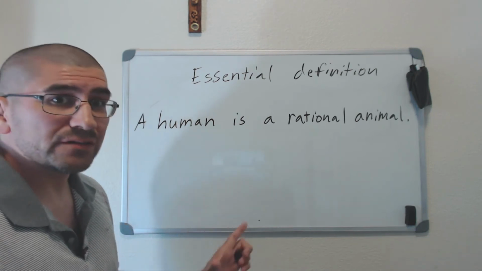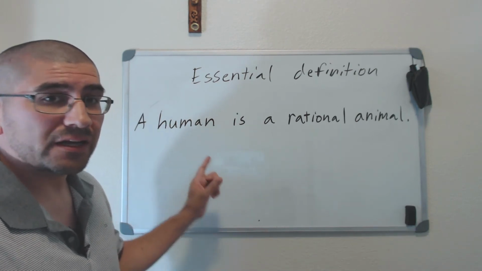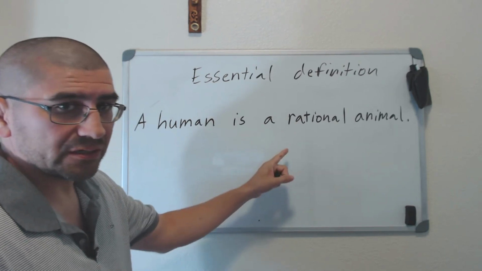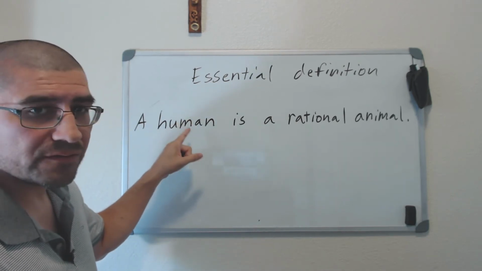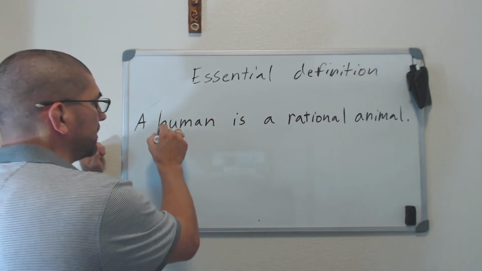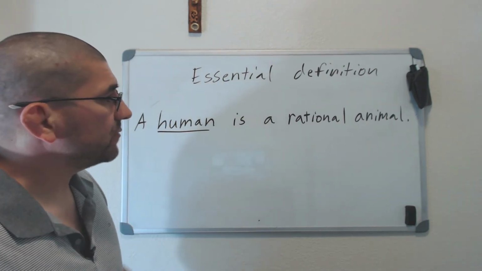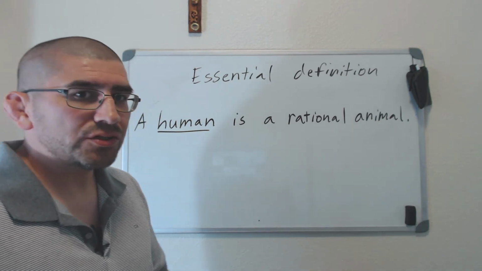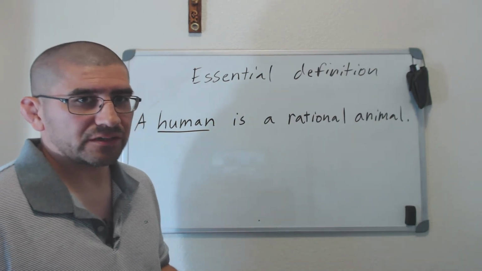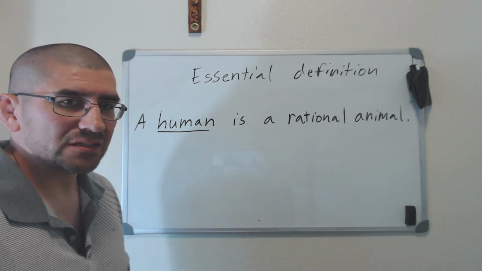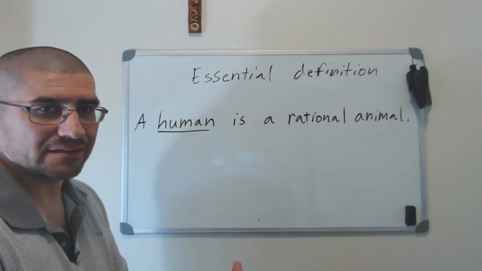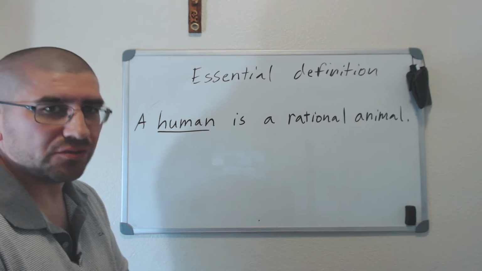So what are we defining here? We're defining human. Notice this is a proposition. It's a declarative sentence. What we're defining is this word right here, human. What is a human? It's a rational animal. I told you this is an essential definition, so what is it saying? What is an essential definition telling us? It is telling us the essence of a human.